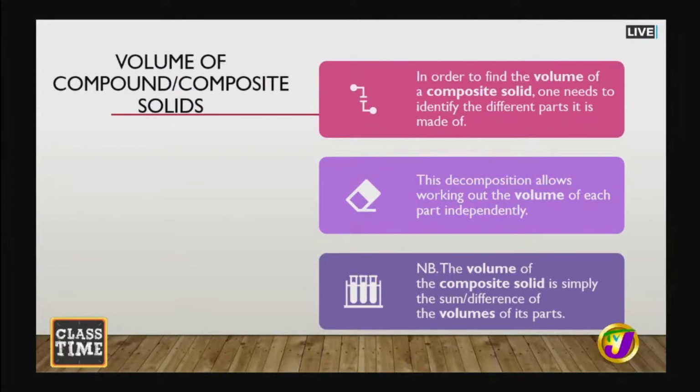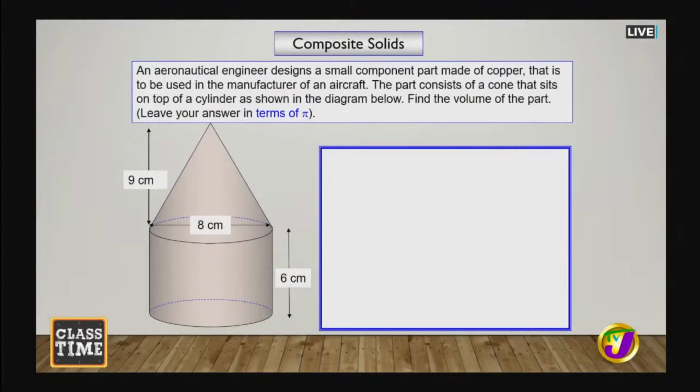So let's look at an example. It says here, an aeronautical engineer designs a small component part made of copper that is to be used in the manufacture of an aircraft. The part consists of a cone, as we can see at the top, and a cylinder, as shown in the diagram below, and we're to find the volume for the part. And we're also to leave our answer in terms of pi.